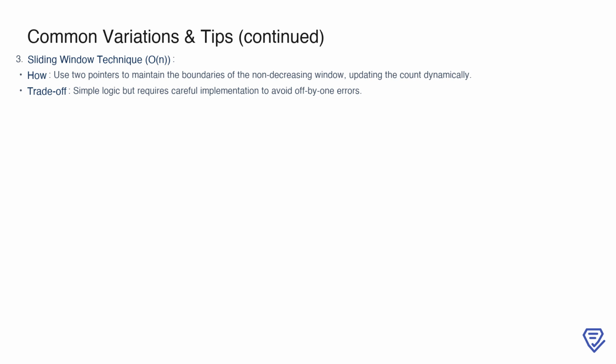Another efficient method to solve this problem is the sliding window technique, which also runs in O(n) time. With this approach, you use two pointers to define the boundaries of a non-decreasing window, dynamically updating the count of valid subarrays as you move through the array. This method has the advantage of being conceptually simpler than the stack-based approach, but it does require careful implementation to avoid common pitfalls like off-by-one errors. Both the stack and sliding window techniques are powerful tools for this type of problem, and understanding their trade-offs will not only help you solve this problem optimally but also prepare you for tackling similar challenges in the future.